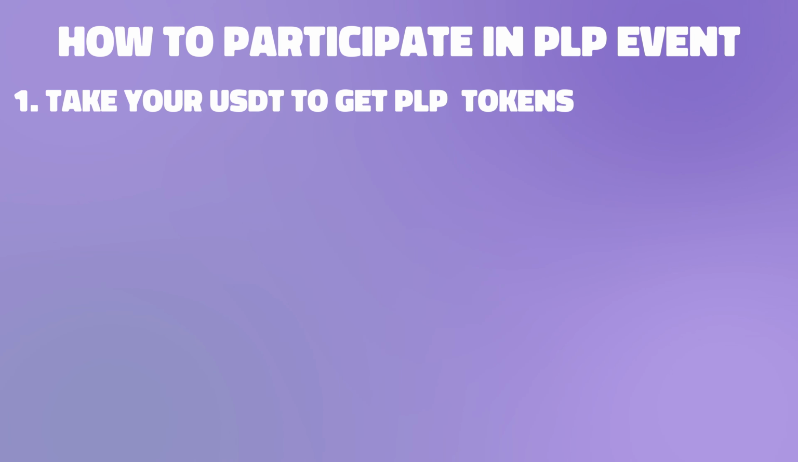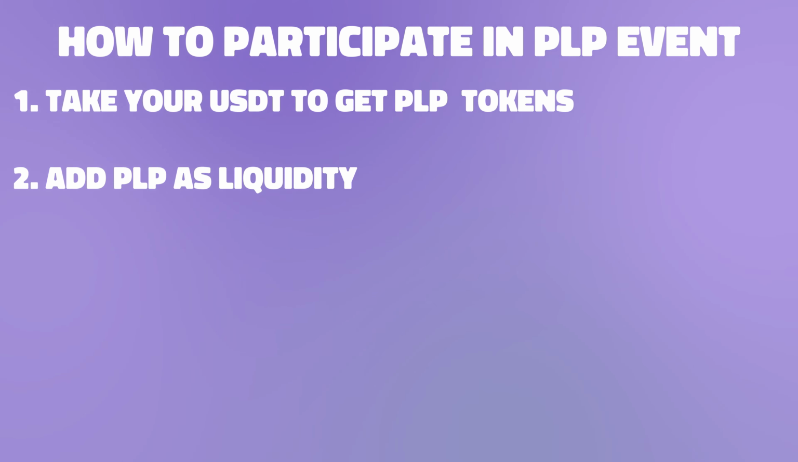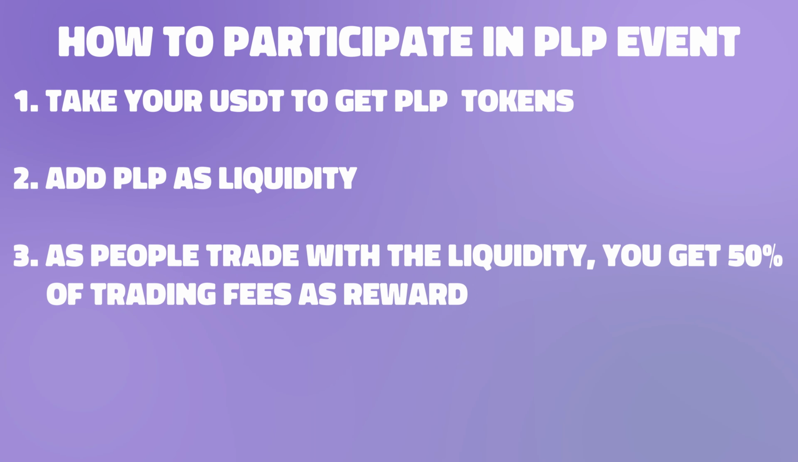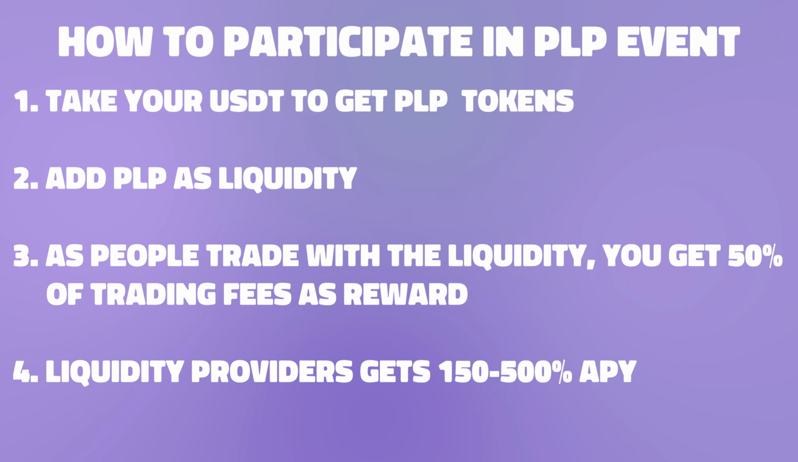But basically, you take your USDT, you get PLP tokens, you add that as liquidity, people trade with that liquidity, and 50% of the trading fees goes to the liquidity providers. It's a really high percentage. Imagine if people trade with leverage and all of that, it's going to grow really fast. So we're expecting 150 to 500% APR.